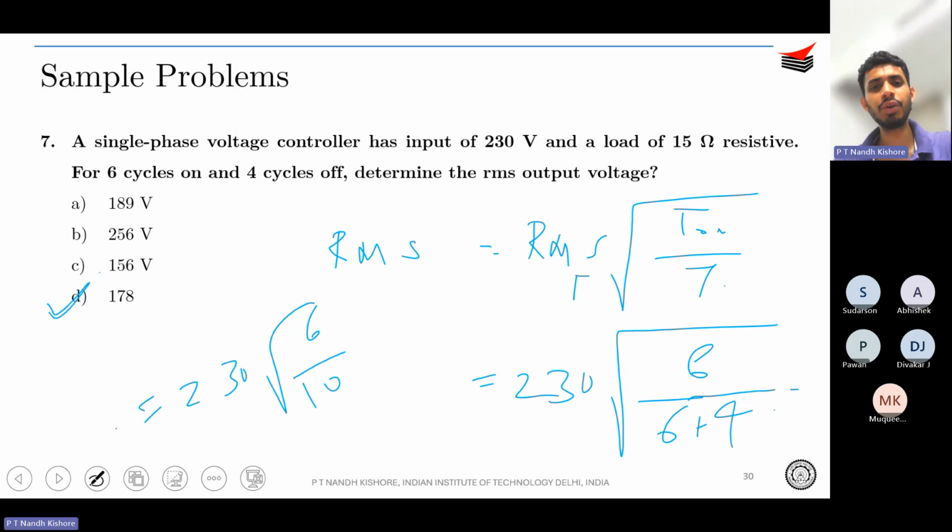Okay, basic. You need not know cycloconverters for this. Just apply your basics and you will get the answer. So it's the total RMS into root of T on by T, right? They have given 6 cycles on, 4 cycles off. So just apply it, you'll get the answer.